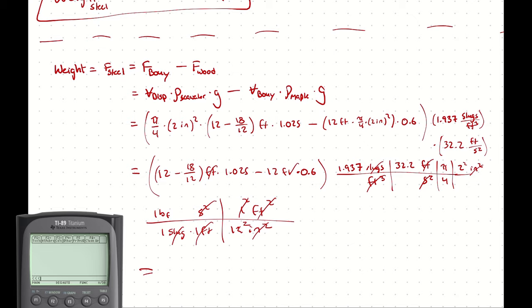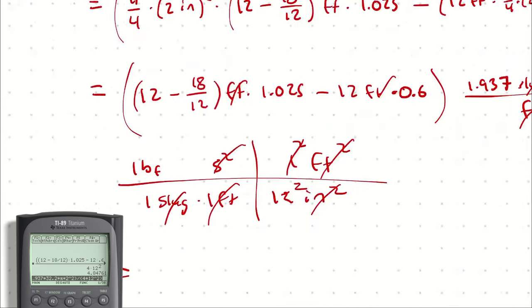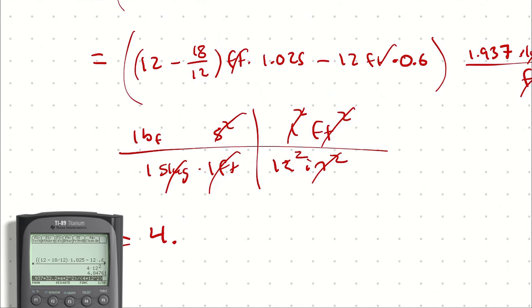So here we go, calculating that quantity for the first time, totally the first time. I'm going to add 3 parentheses this time, 12 minus 18 over 12 times 1.025, and then we are subtracting 12 times 0.6, and then we are multiplying again by 1.937 times 32.2 times the pi symbol times 2 caret 2 quantity divided by 4 times 12 squared. And we get 4.84 pounds of force. 4.8476 pounds of force.